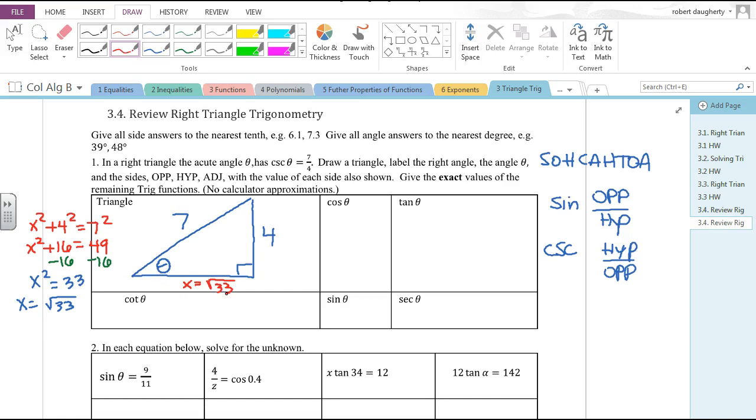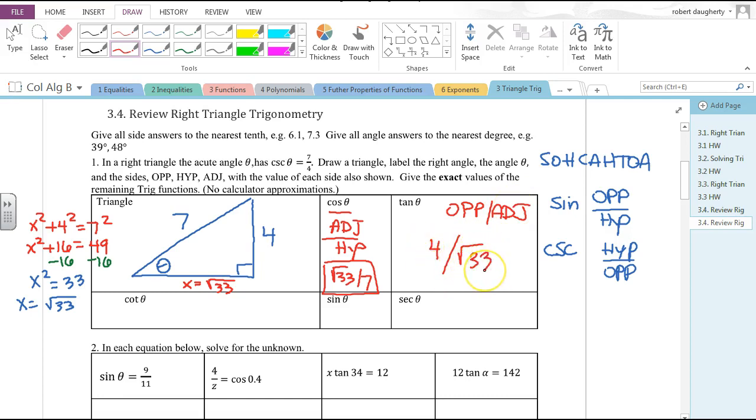So now I just need to figure out the other trig functions. The cosine, adjacent over hypotenuse, is going to be square root of 33 over 7. That is my exact value for that. The tangent, remember the tangent is the opposite over the adjacent. So the tangent is going to be 4 divided by the square root of 33.